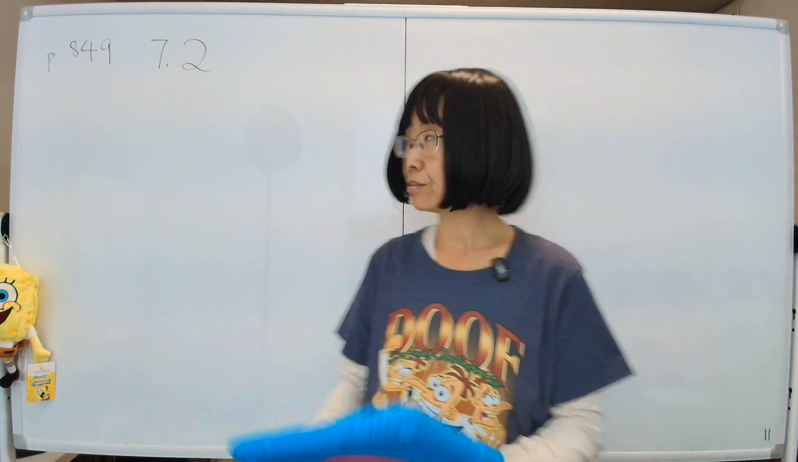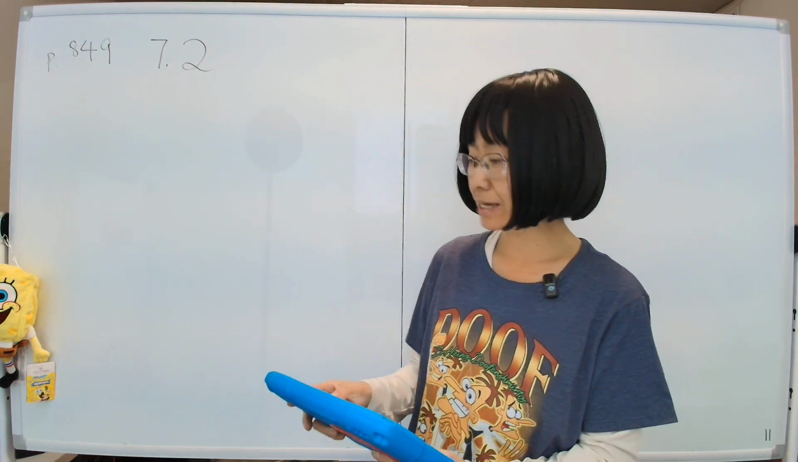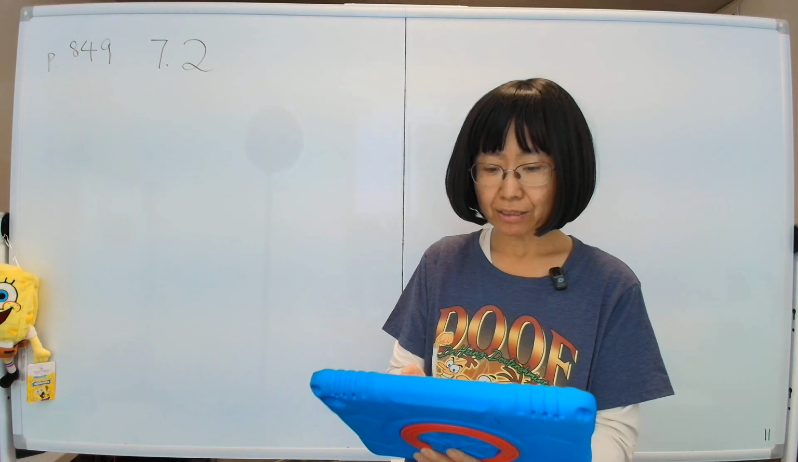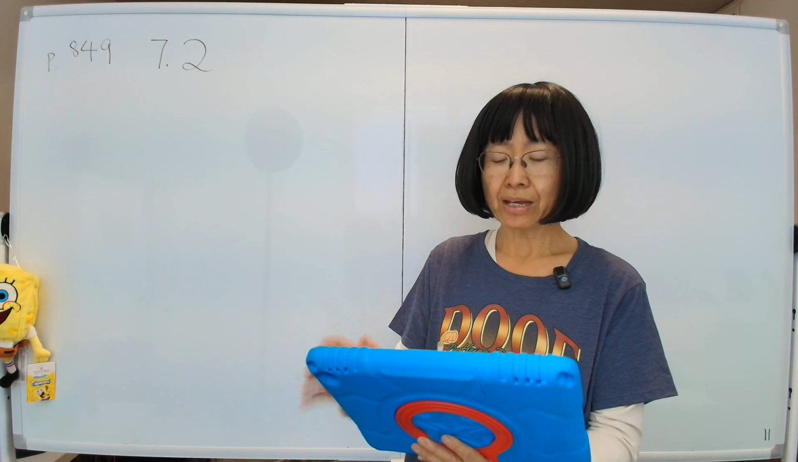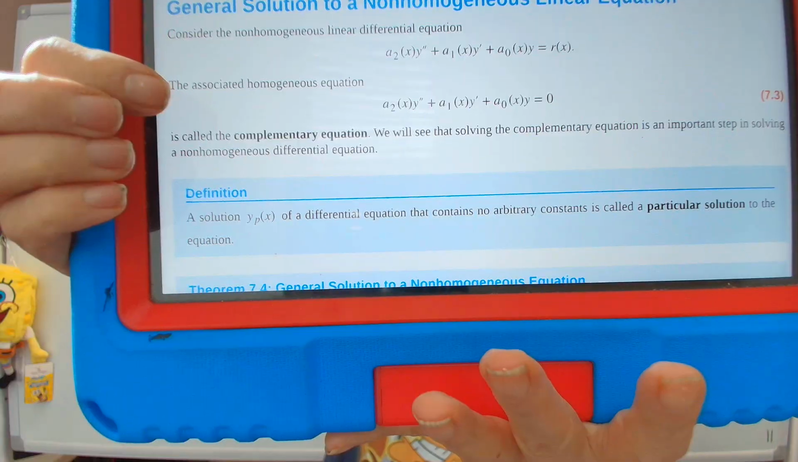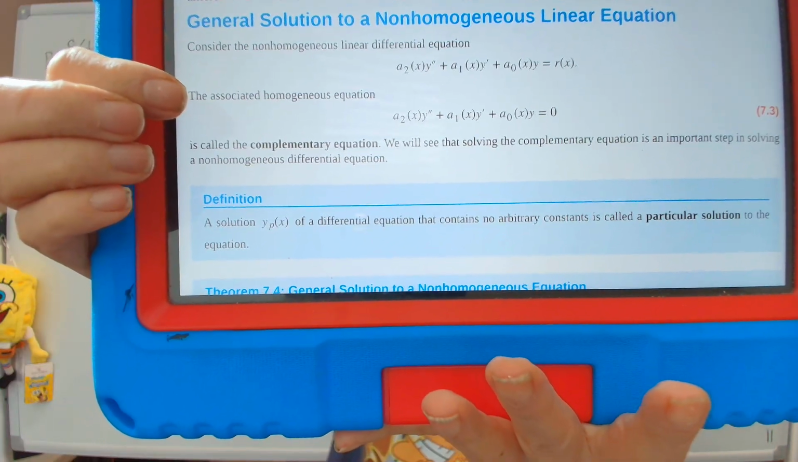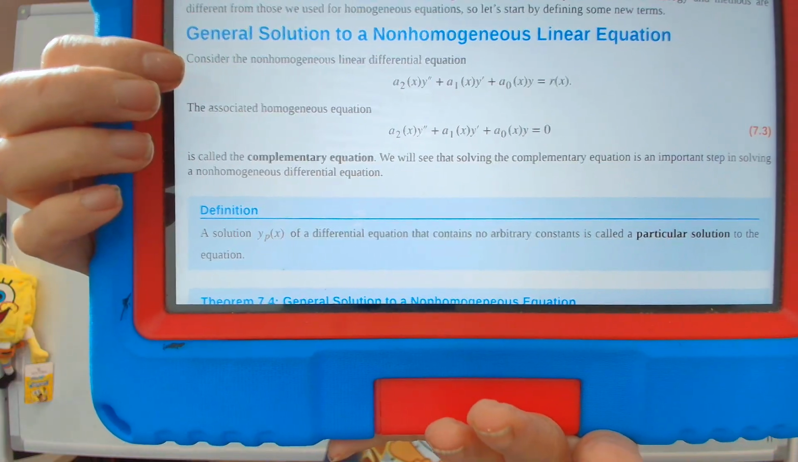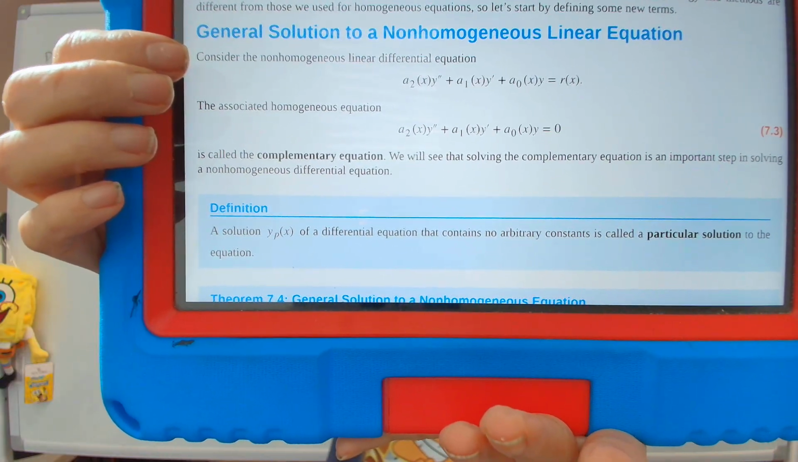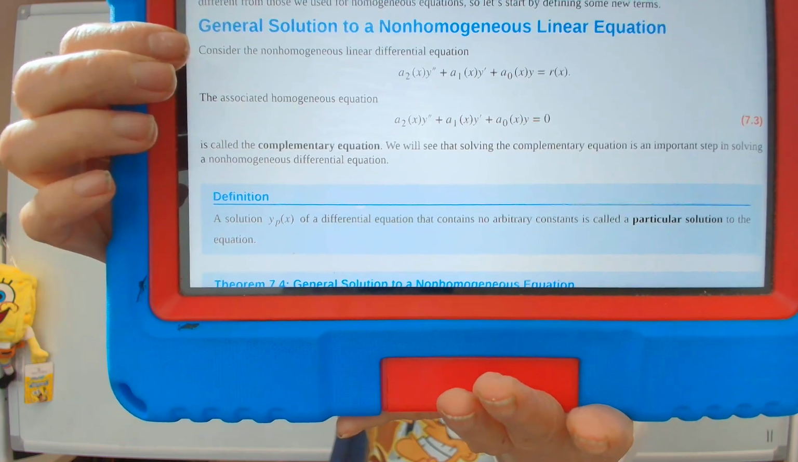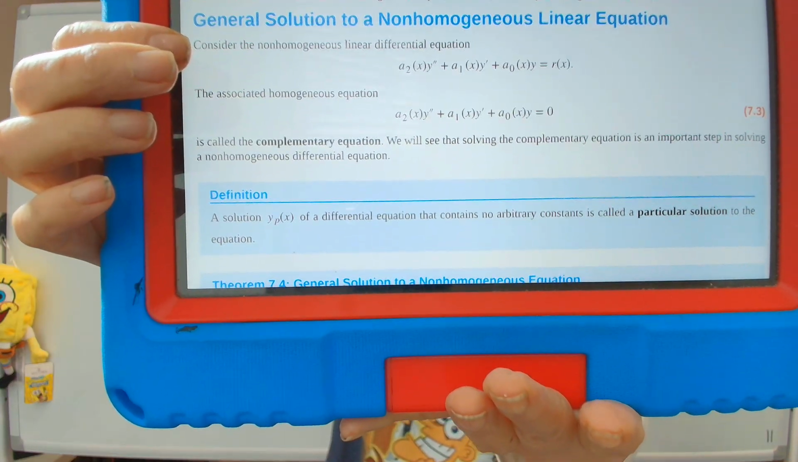Today we are going to do section 7.2 on page 849, non-homogeneous linear equations. What is non-homogeneous? That means in the previous section we have done the homogeneous ones, where the differential equation equals 0. So it's nice and comfortable. Now we're going to make us less comfortable by making it equal to some function of x. But x only, there's no y on that side. Otherwise everything looks more or less the same.